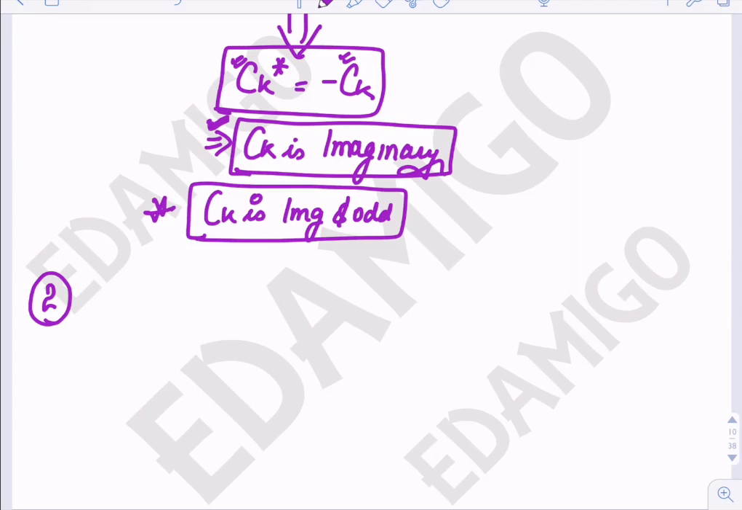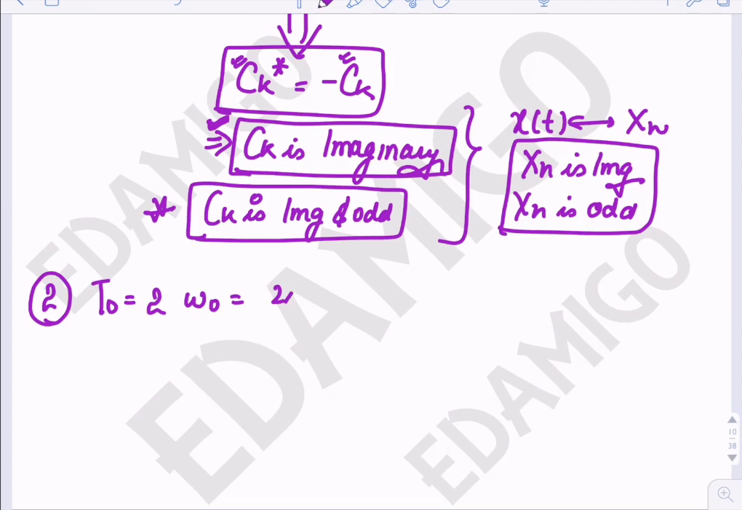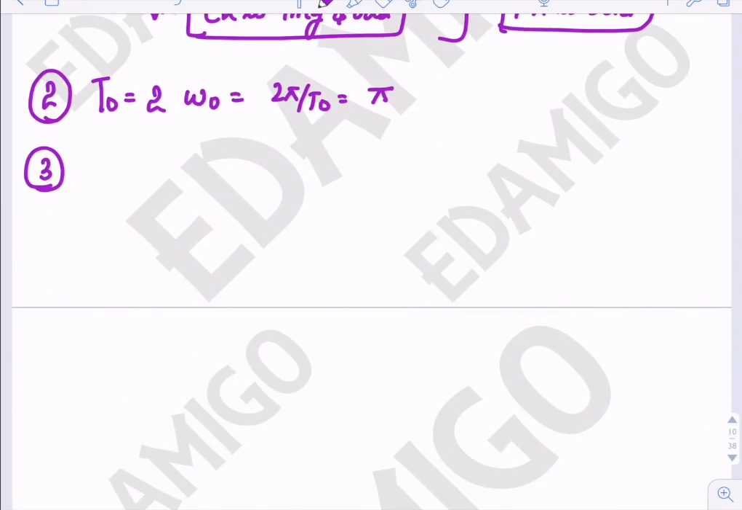So now let's see what is the second information given to us. xt is periodic with period 2 and has exponential Fourier series coefficient xn. I have used ck, so let us change it here. So if xt has exponential Fourier series coefficient xn, then xn is imaginary and xn is odd. Okay. Second, since time period is equal to 2, omega naught is equal to 2 pi by time period, that is equal to pi. Third, it is given that xn is equal to 0 for mod of n greater than 1.